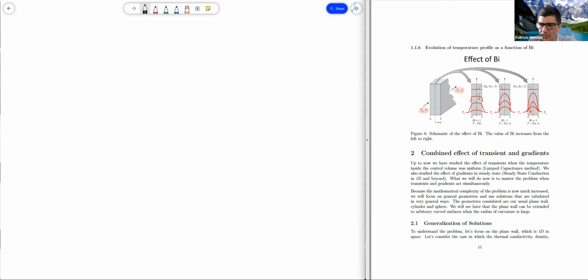So here we have, this is from the book, the effects of Biot, right? If Biot is small, in the case of cooling down a wall, we would be cooling down always with the temperature profile being more or less uniform. If the Biot number is high, we would cool the surface very quickly to near the fluid temperature, and the center would cool down. And there is the intermediate case in which the surface doesn't cool down quite to the fluid temperature, and it just is an evolution in which both the center and the surface are moving gradually.